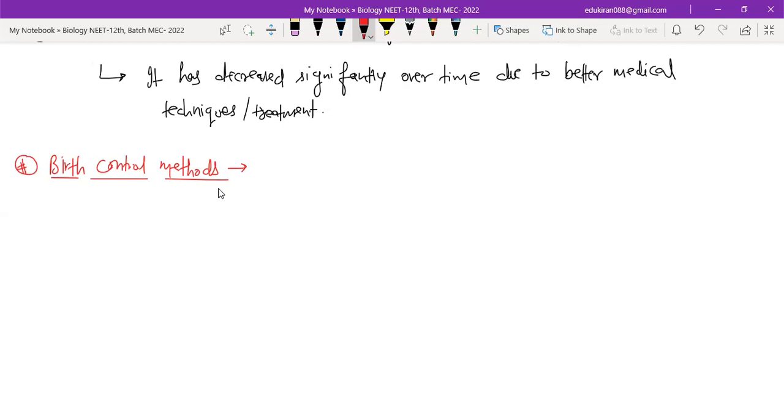What is birth control first? Define birth control, write down. It is the regulation of conception.